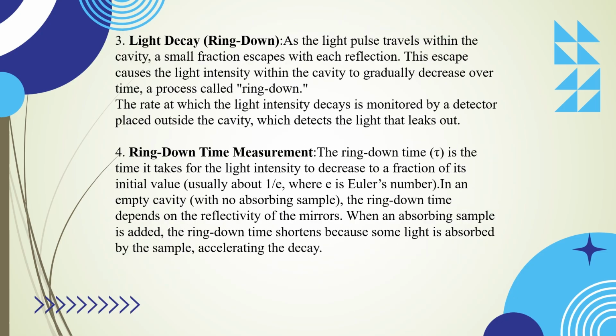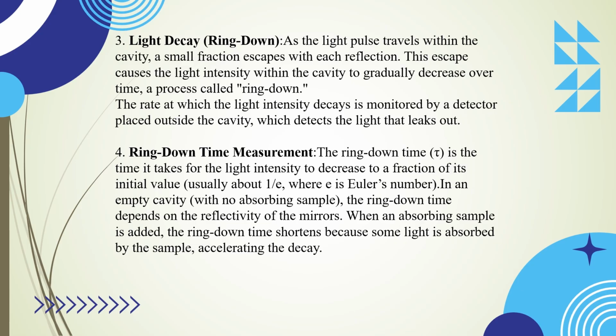Third, light decay, ring down. As the light pulse travels within the cavity, a small fraction escapes with each reflection. This escape causes the light intensity within the cavity to gradually decrease over time, a process called ring down. The rate at which the light intensity decays is monitored by a detector placed outside the cavity, which detects the light that leaks out.